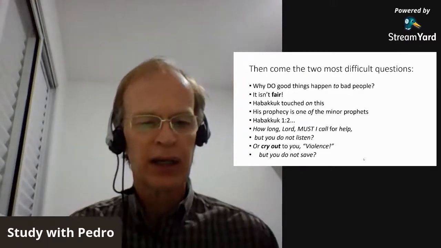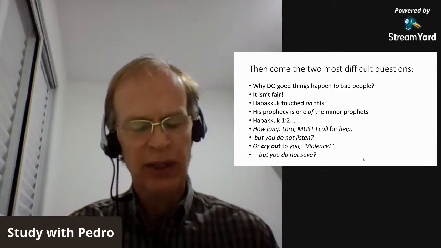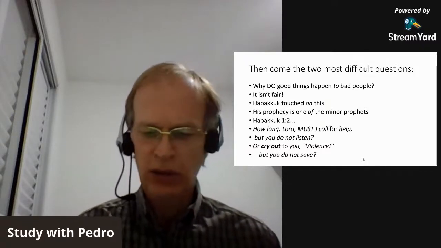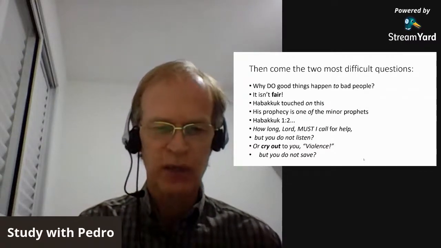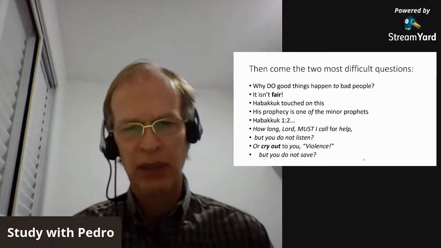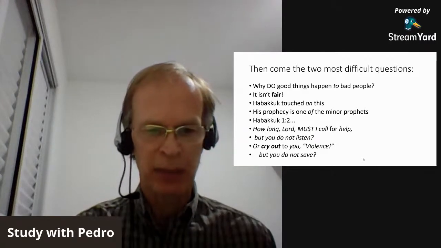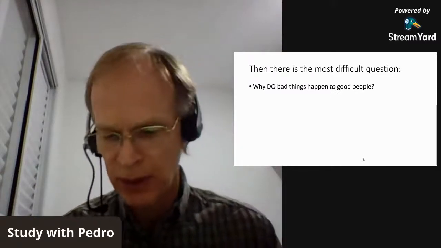Now remember, cry can be short R, and cry out can also mean gritar, or clamar. Cry out to you violence, but you do not save. This is two questions in one. Why do bad things happen to good people? And also, why do good things happen to bad people? Oh, and there's the most difficult, as I mentioned. Why do bad things happen to good people?